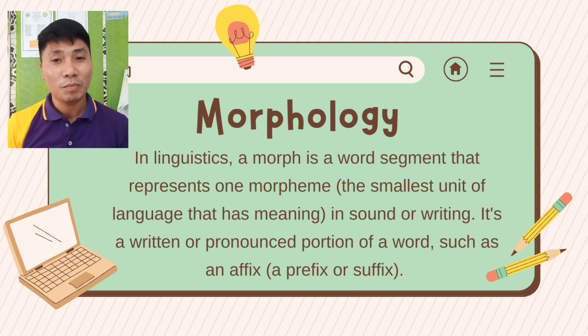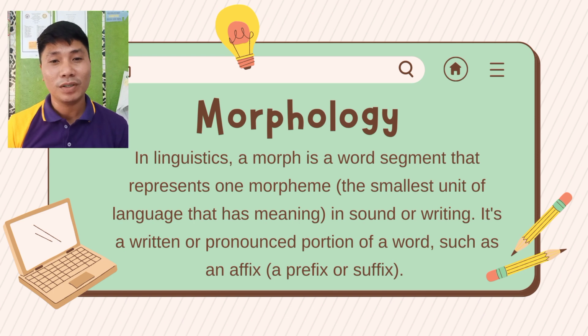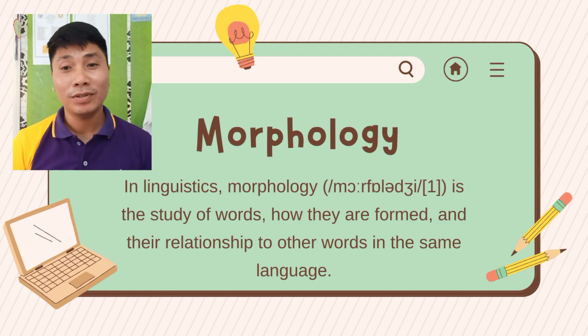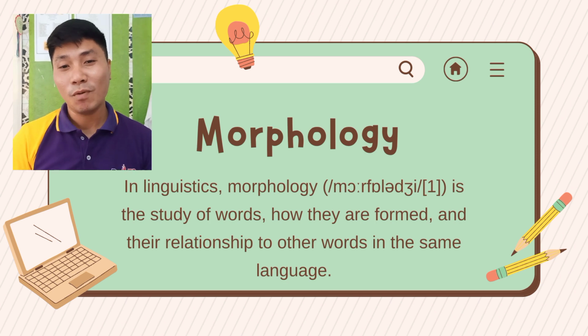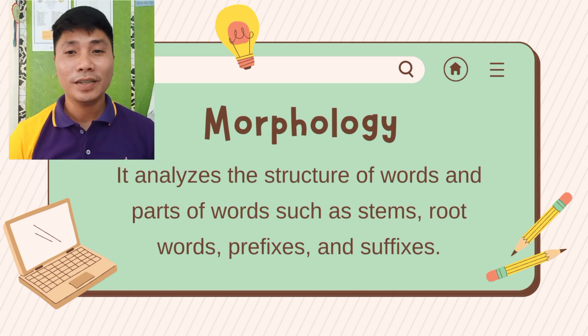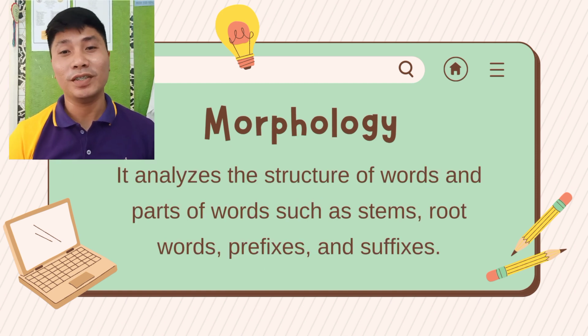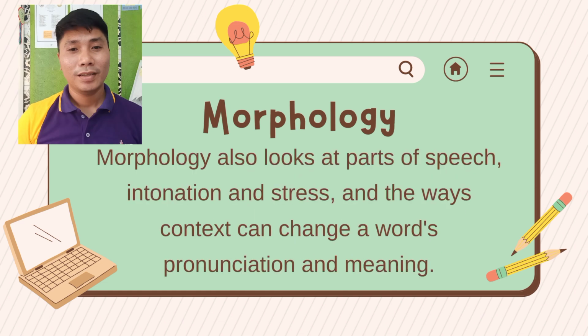So in linguistics, a morph is a word segment that represents one morpheme, the smallest unit of language that has a meaning in sound or writing. It is a written or pronounced portion of words such as an affix, a prefix, or suffix. Also, morphology is the study of words or the smallest unit of words, how they're formed, and their relationship to other words in the same language. It also analyzes the structure of words and parts of words such as stems, root words, prefixes, and suffixes. And of course, morphology also looks at the parts of speech.